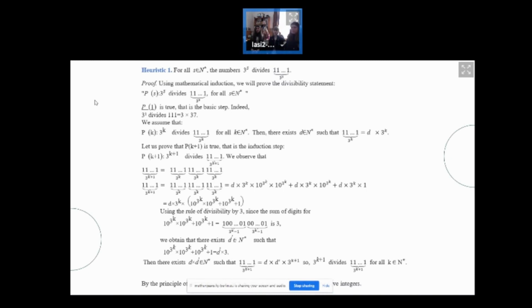Then there exists d multiplied by d prime, a positive integer, such that 111 taken 3 to the power of k plus 1 times is d multiplied by d prime multiplied by 3 to the power of k plus 1. So we proved what we wanted to prove, that 3 to the power of k plus 1 divides 111 taken 3 to the power of k plus 1 times for all k positive integers. So the induction is complete, and by the principle of mathematical induction, the statement is true for all positive integers.